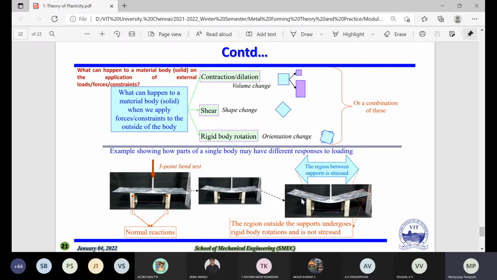And how will you find this kind of structure? One is here and here. But apart from this, you will also find a kind of moment from here. So this region outside the support undergoes a rigid body rotation and is not stressed. Okay, so initially you will find something here. Whatever I put here, you will find some opposite reaction here. But at the same time you will also find some reaction here, outside the support region. Right? Is it clear?